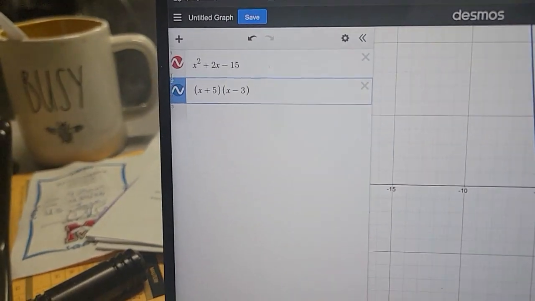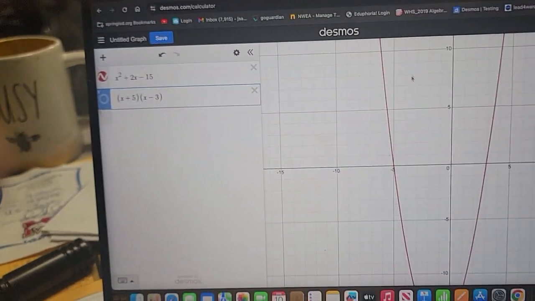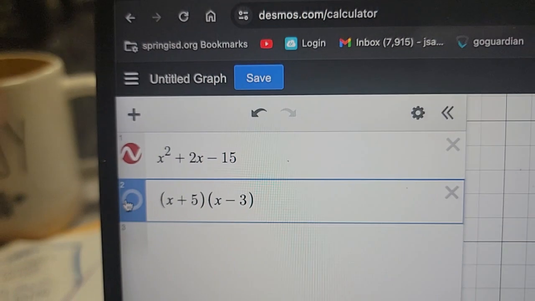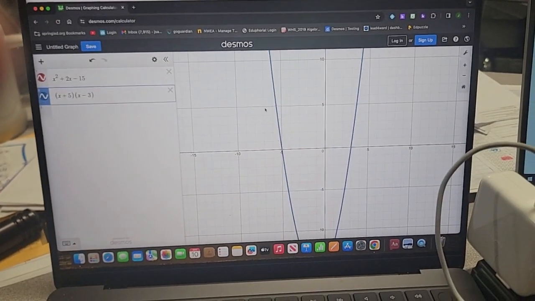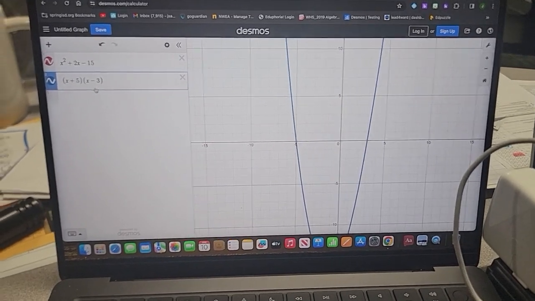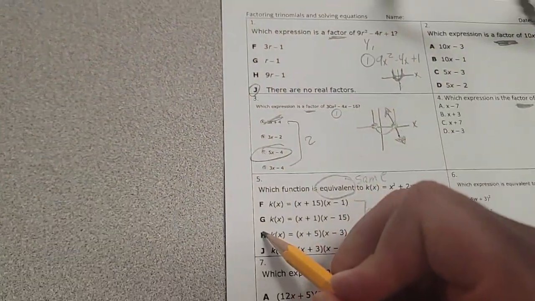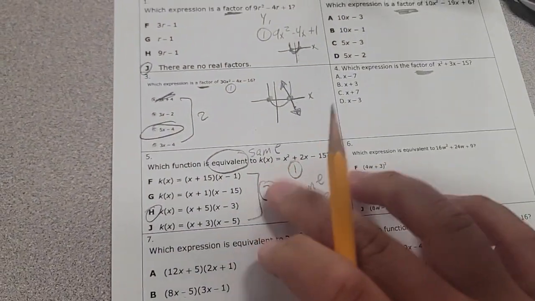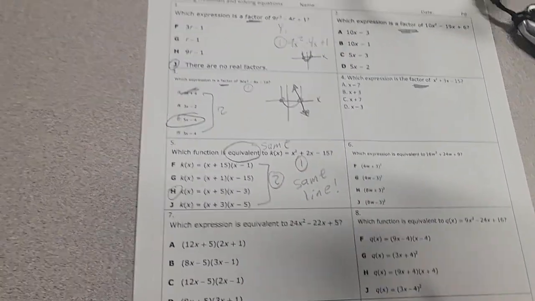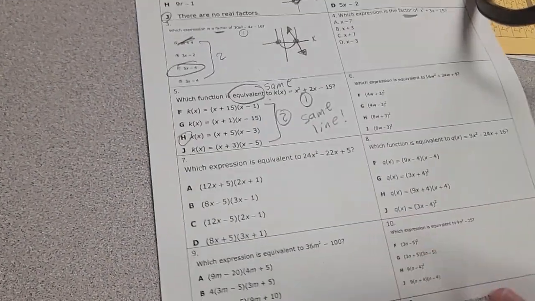Watch, let me show you. If I turn this off, let me click this. This means it's off. My red is the original problem. Then I'm going to click this, and look, it's literally the same graph. So it looks like it changes color. That means your answer is going to be H. That's what you're doing there. It has to be the same. And that's the same thing down here.